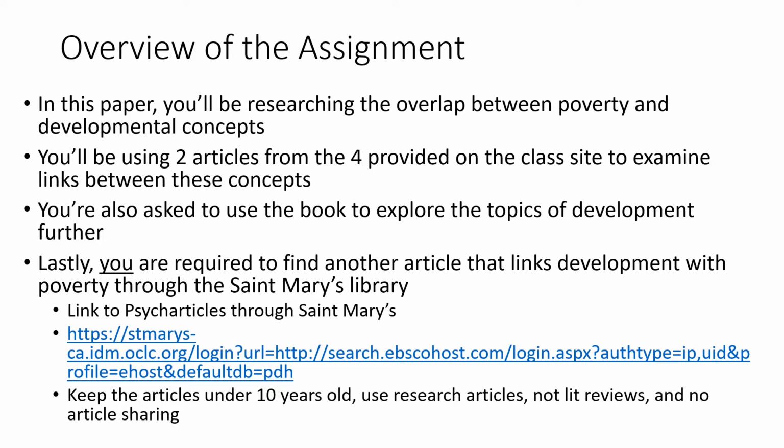Now, for this paper, out of the 4 articles that you're provided, you're going to pick 2 of them that you will be discussing in the paper. You'll be going over the details of them, the ways that these things imply the overlaps between some of the developmental themes we've talked about and poverty, and really just showing that you have a clear comprehension of the material and can connect ideas together. You're also going to use the textbook to describe the different theories of development in greater detail. And lastly, you're required to find 1 article on your own.